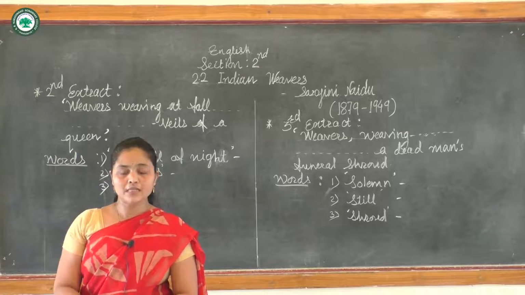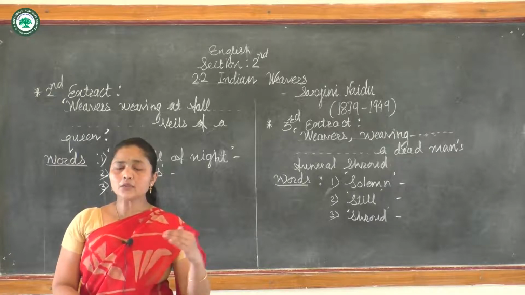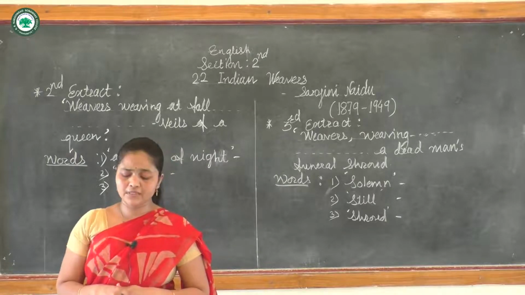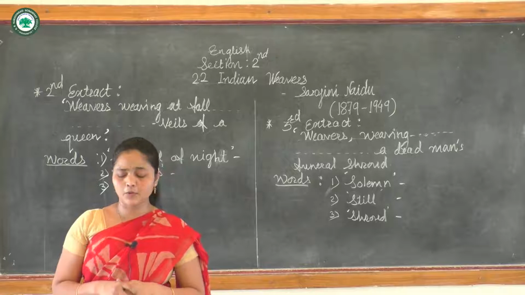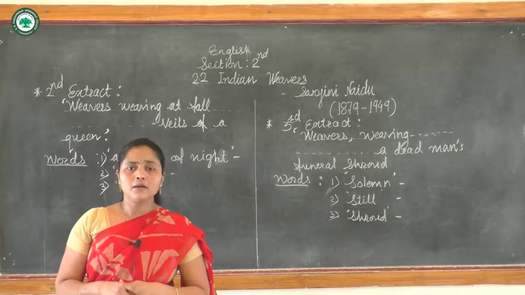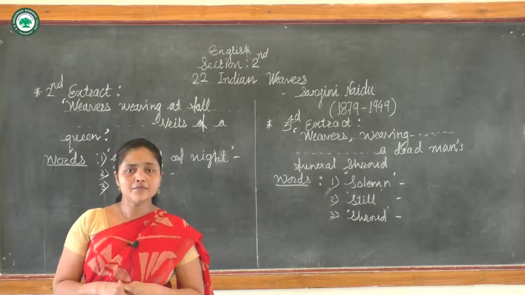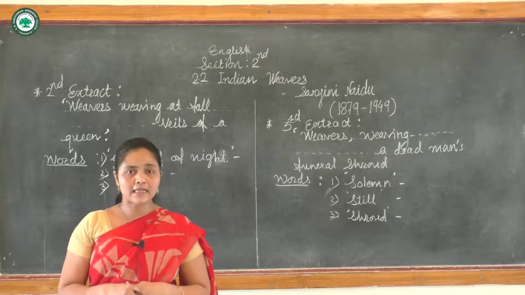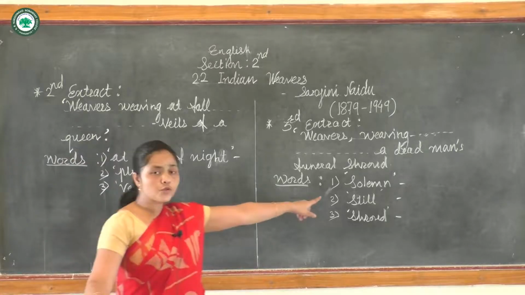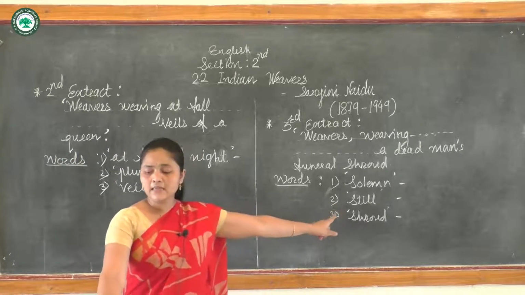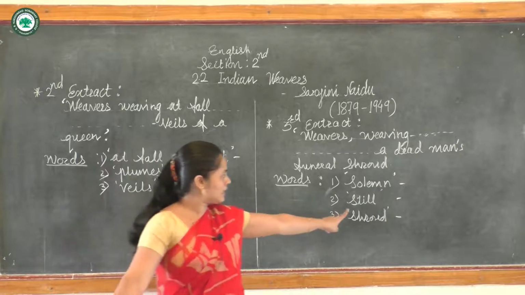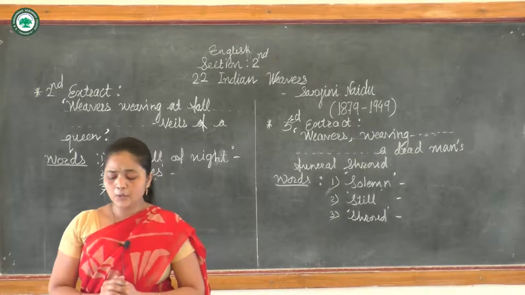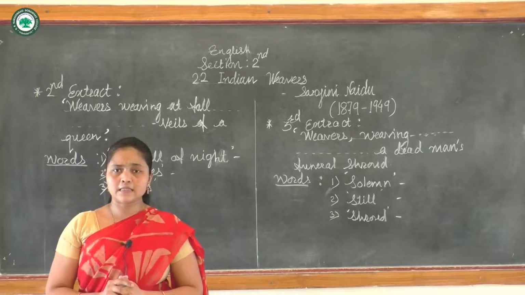So once again, in the earlier two extracts, the poet did not depict the moods of the weavers. But in the last extract of this poem, the poet expresses the Indian weavers' mood, and that is: weavers weaving solemn and still. Here solemn means very serious, and still means steady, without any movement. So, weavers weaving solemn and still.